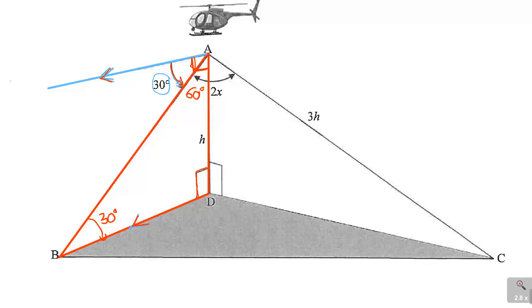Now when you have identified that part, you then have to use SOHCAHTOA to find the opposite, the adjacent side, and the hypotenuse side. In this case, I'm going to use 30 degrees as my reference angle. If this is 30 degrees, this BD will be my adjacent side, and AD in this case will be my opposite side, and AB will be my hypotenuse side.